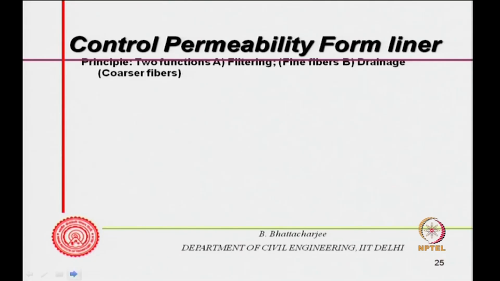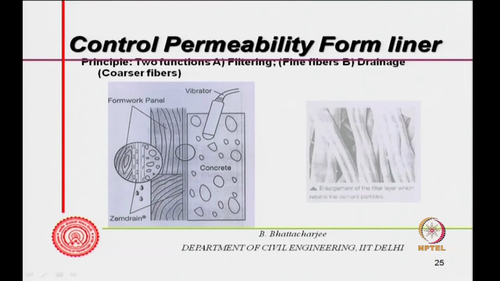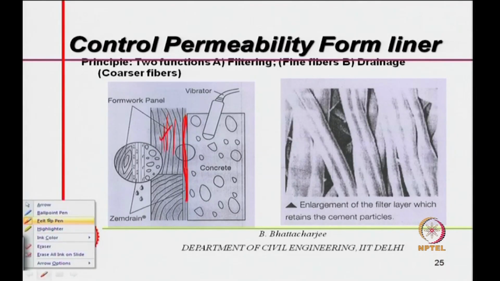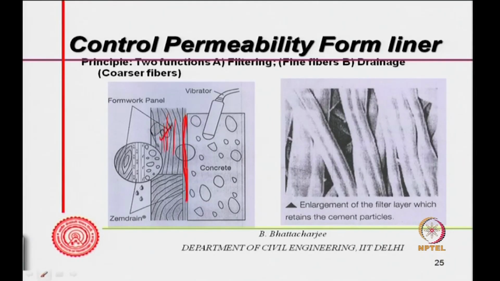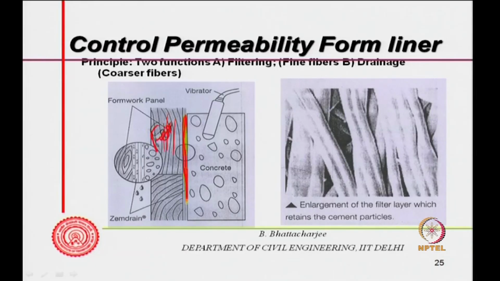One way is to use a controlled permeability formwork liner. It is essentially a thin material put onto the formwork. On the formwork I put a thin liner. This liner is a porous material, the porosity of course varies, so it has a filtering effect, and then there is a drainage.